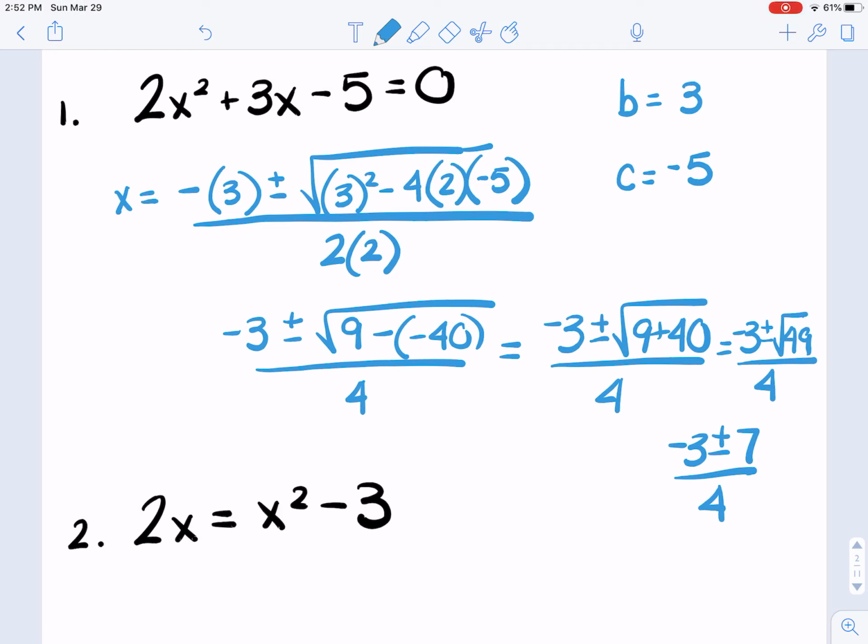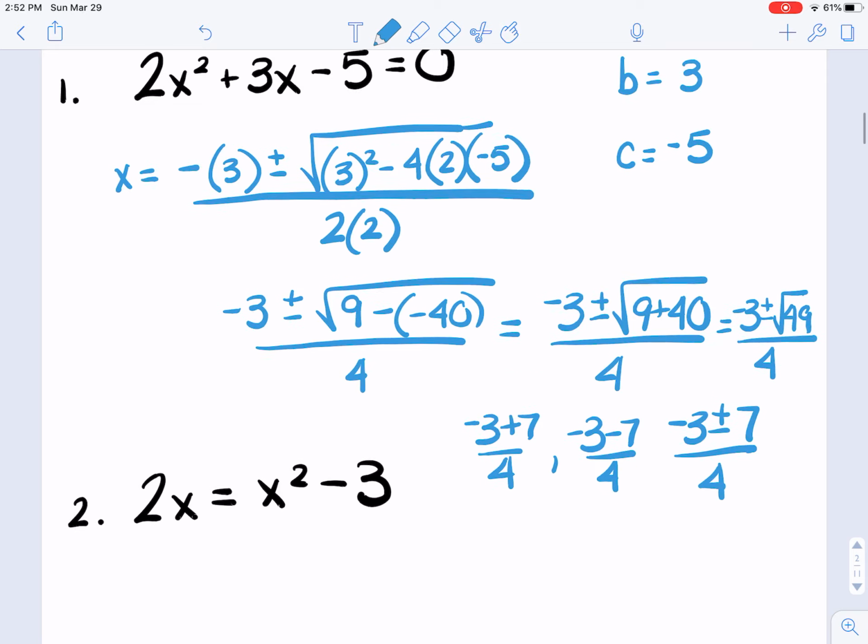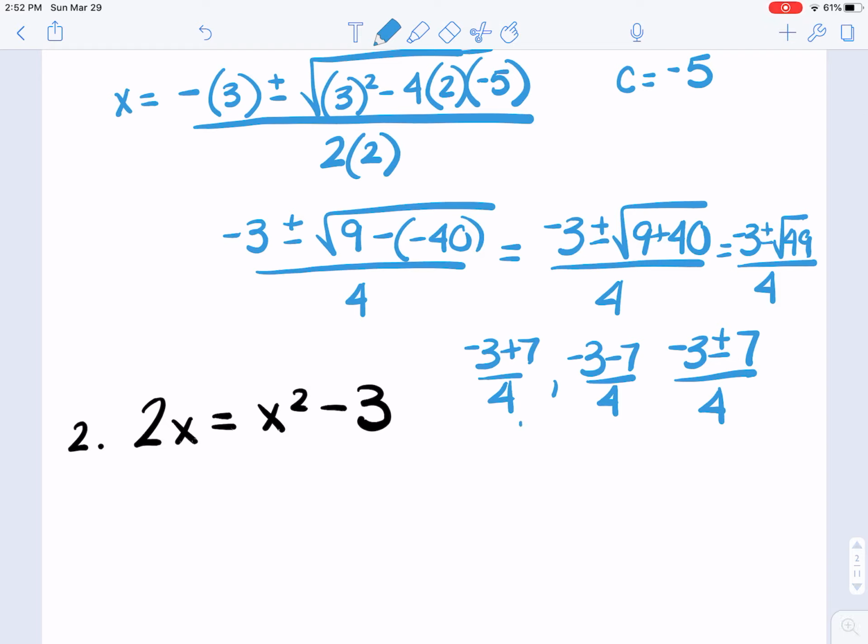That is a very intricate formula to type into your calculator. It is much easier to get it down to the point where now you can separate it. And I have -3 minus 7 divided by 4, and simplify. This is going to give me 4 over 4. This is going to give me -10 over 4. Which I'm going to further simplify, and that's going to become 1 and -5 over 2. And that would be my answer.